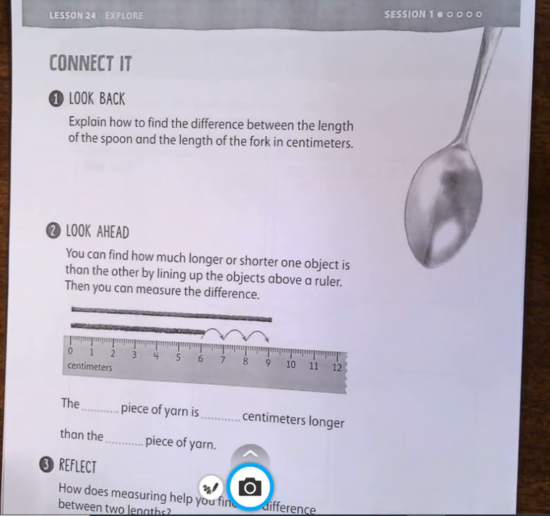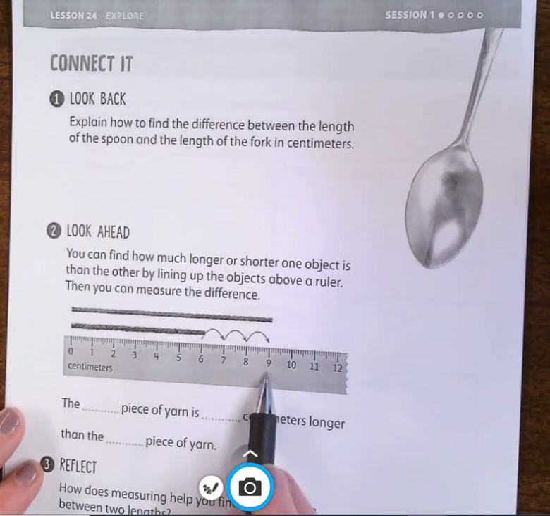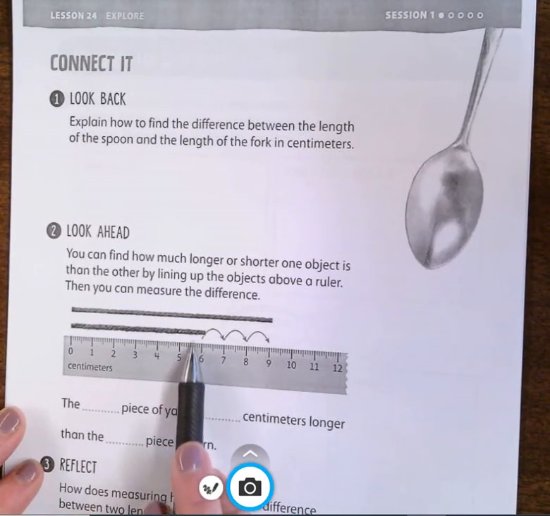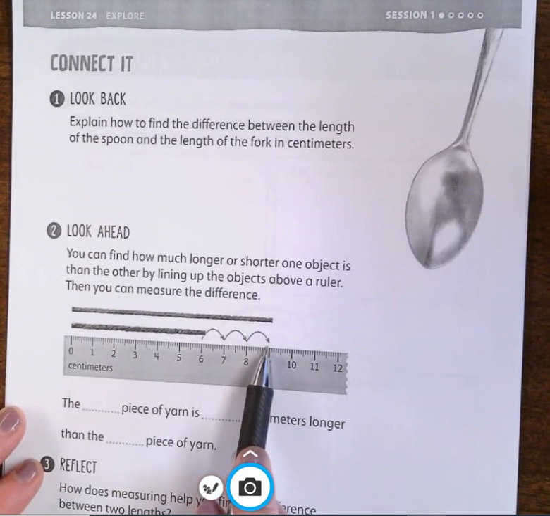And number 2, it says, you can find how much longer or shorter one object is than the other by lining up the objects above a ruler. Then you can measure the difference. So that's the other way we did it. This one goes to 9, this one goes to 6. So we have 1, 2, 3 centimeters difference.